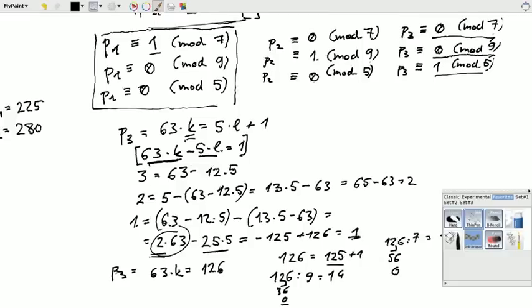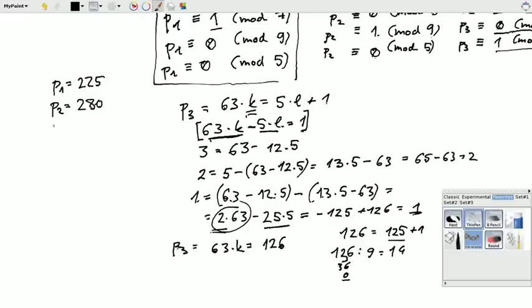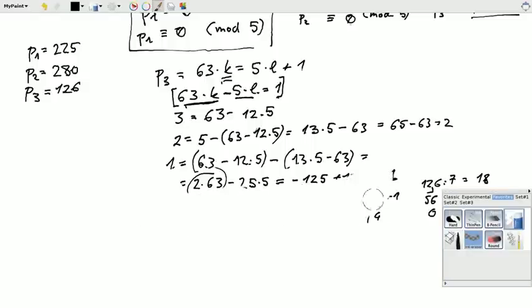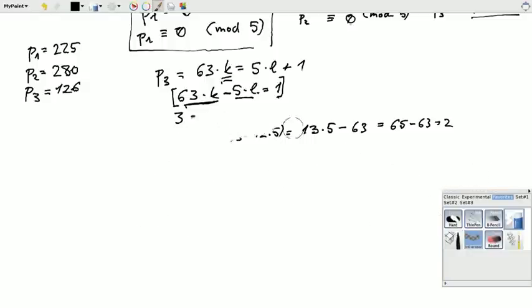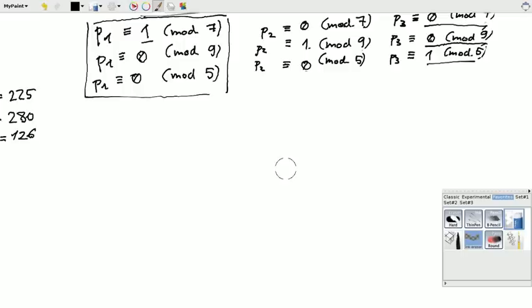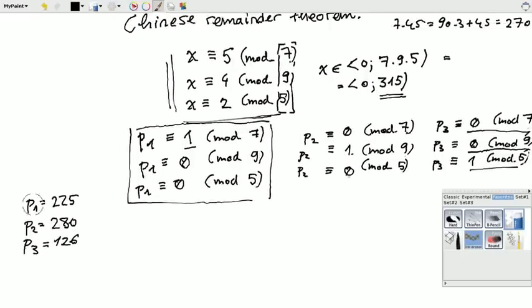So we checked that P3 fits. So we computed all our P's, and it seems that we didn't make any silly mistakes, finally. And now I'm going to do the magic of multiplying p1 by 5, p2 by 4, p3 by 2, and get the x we wanted.